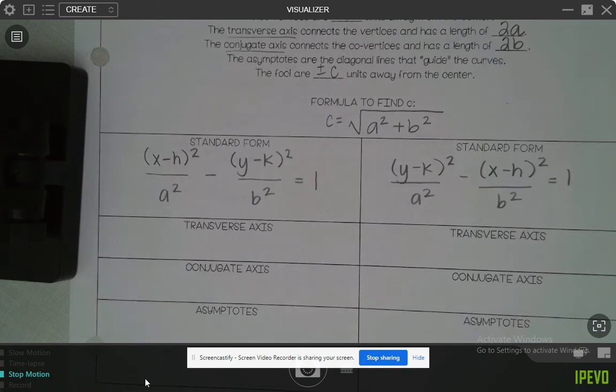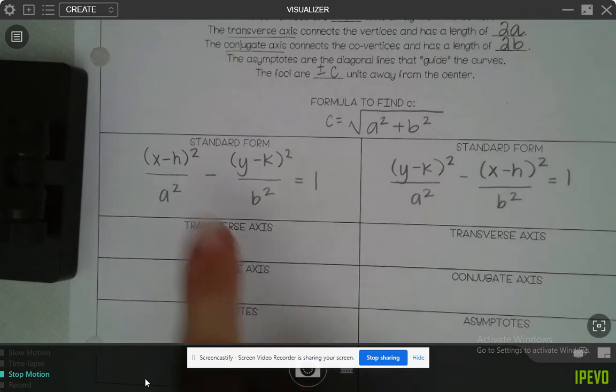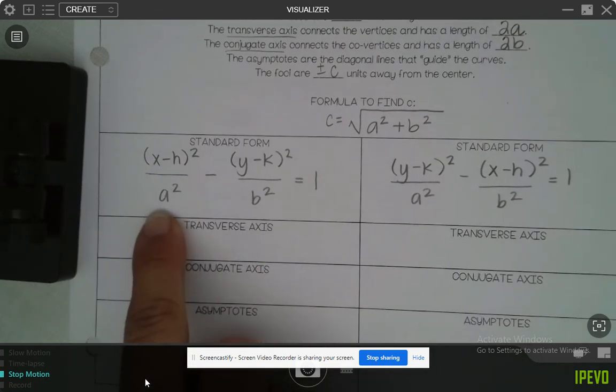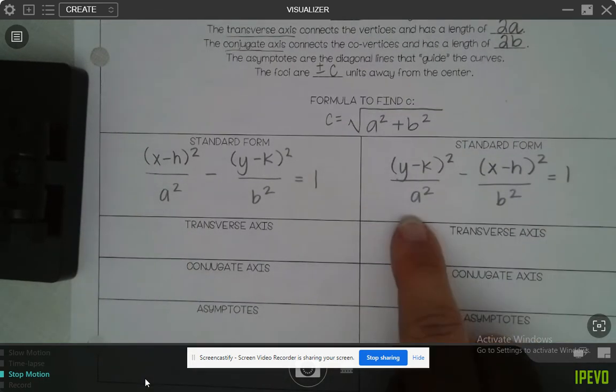The x and the y have now flipped. In an ellipse, the a squared and the b squared flipped. In a hyperbola, the x and the y have now flipped. Okay? If it's horizontal, your x will be first. If it's vertical, your y will be first.